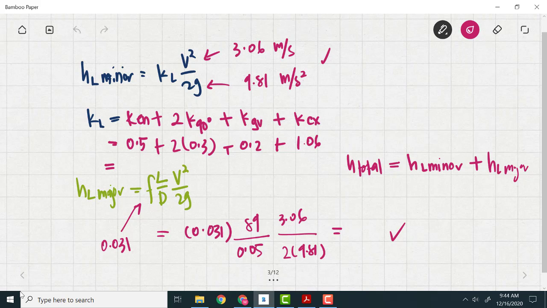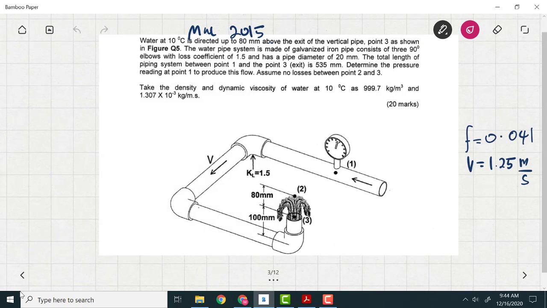Alright, so your second homework, we have March 2005. Okay, we have water at 10 degrees Celsius is directed up to 80 mm. So dia naik air dekat sini sebanyak 80 mm. Okay, naik 80 mm above the exit. Exit dia nombor 3 ni lah. Exit dia kat sini.